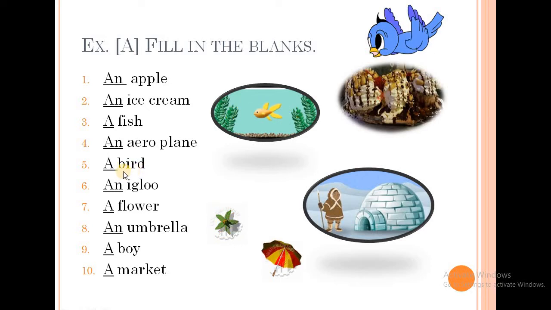Then the next one is bird. This word starts with B. B, that is a consonant. So here we will write article a. A bird. Then igloo. I, that is a vowel. So we will write here an igloo. Flower. A flower. Umbrella, an umbrella. Boy, a boy. Market, a market.